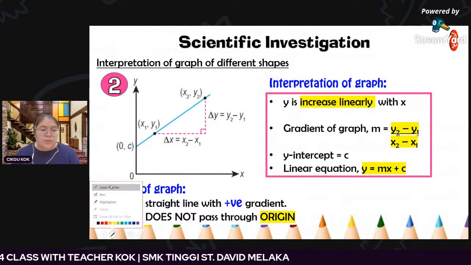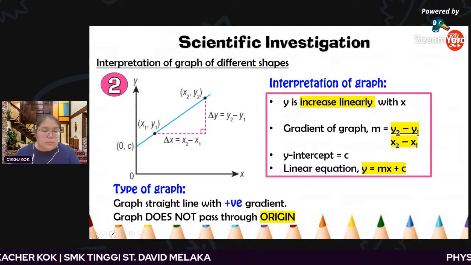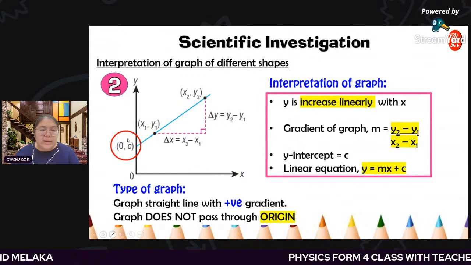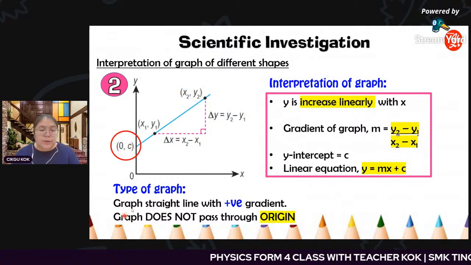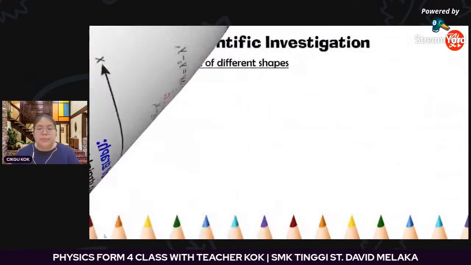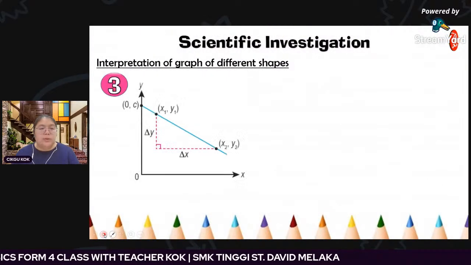Okay, now we go to the next one. From here, the circle is for you. The circle here is the y-intercept. Then we go to the next part.